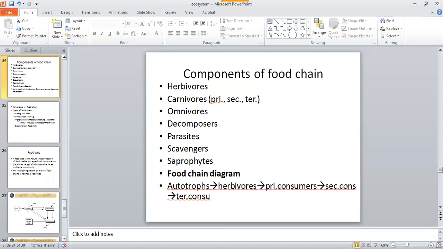Now what are the advantages of the food chain? So you see this food chain, it describes the pathway of energy flow. You get to know what the pathway of the energy flow is. It is flowing from the sun to the autotrophs, then the herbivores, and then the consumers. So with the help of arrows, you can determine the pathway of the flow of energy.